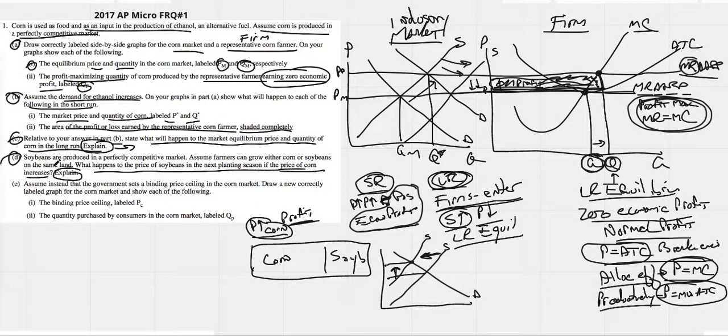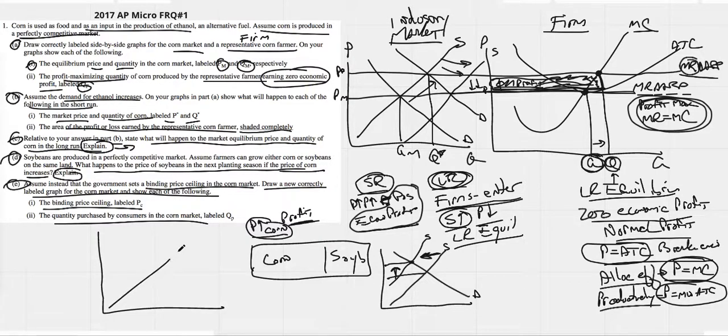All right. Part E: assume that instead the government sets a binding price ceiling in the corn market. Draw a new correctly labeled graph in the corn market and show the following: the price ceiling, quantity purchased by consumers. So this is just a simple supply and demand graph. They are wanting a correctly labeled graph for the corn market. We know what our corn market looked like because we drew it up here. It's just supply upward sloping, demand downward sloping, price and quantity. This is our corn market.